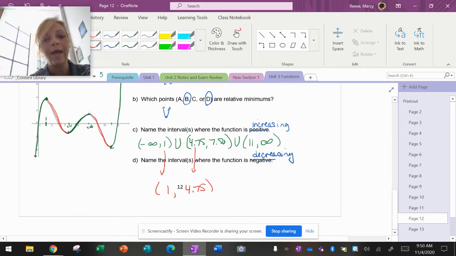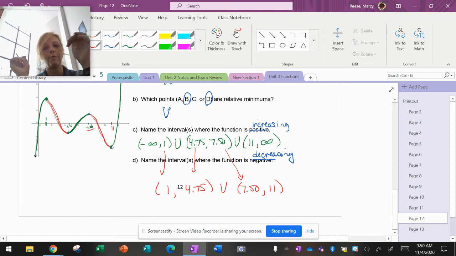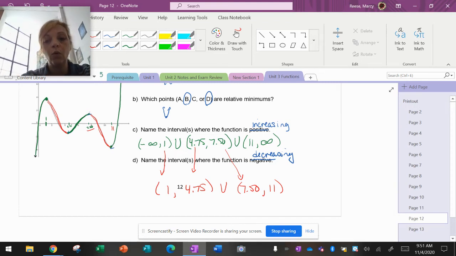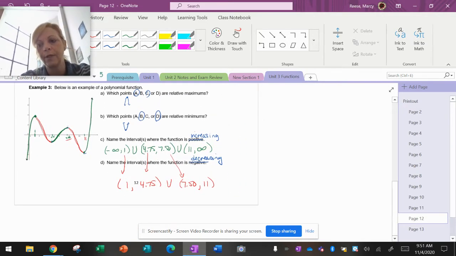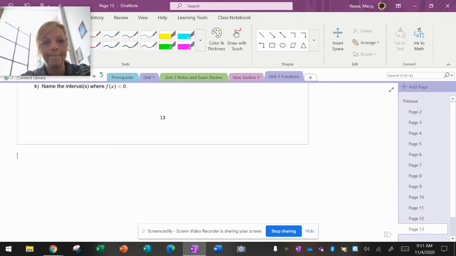Going down the hill. And then from 7.5 to 11, it's going down the hill again, right? So 7.5 to 11, it's going back down the hill. So it's in between the points where it's increasing. So that is that graph. That one's a little bit more complex than the ones that we did before.